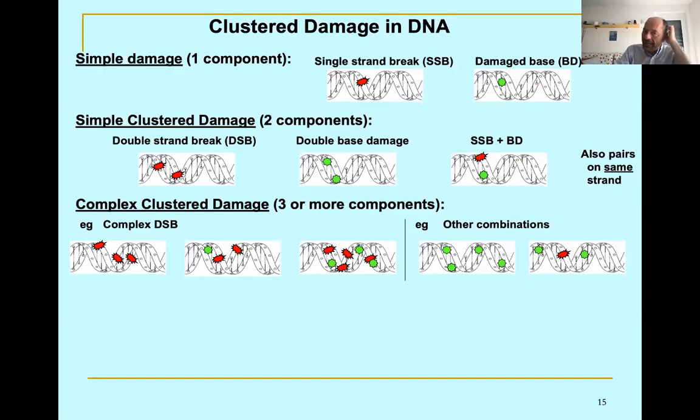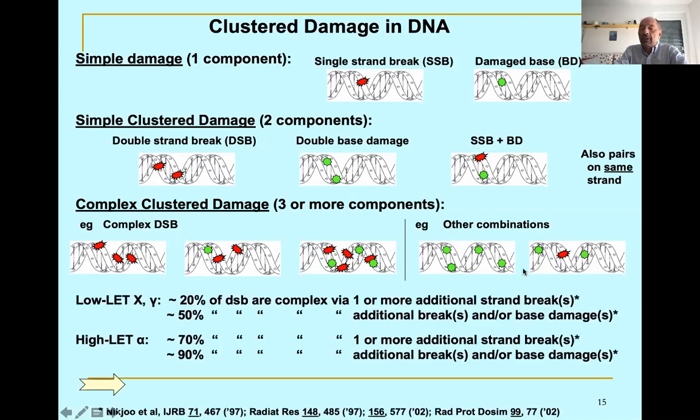This is now, you see, again an example where you consider also the base damage. You see single-strand break, base damage, simple clustered damage where you have two components only. So now you have double-strand break, double base damage, and single-strand break plus base damage. Or when you have three or more components, and then you can have complex double-strand breaks with the inclusion of base damage. So now you include, let's say, the complexity in the game.